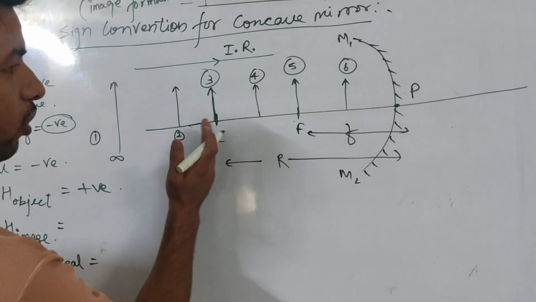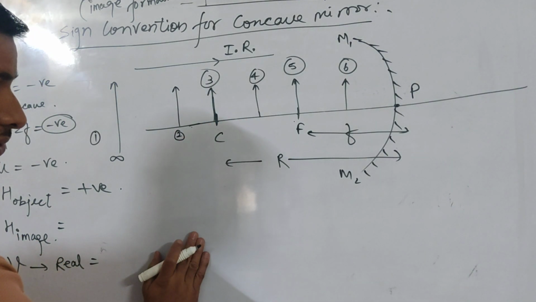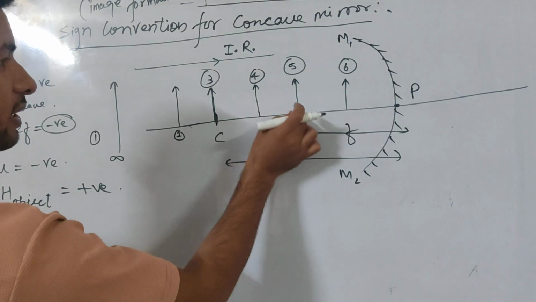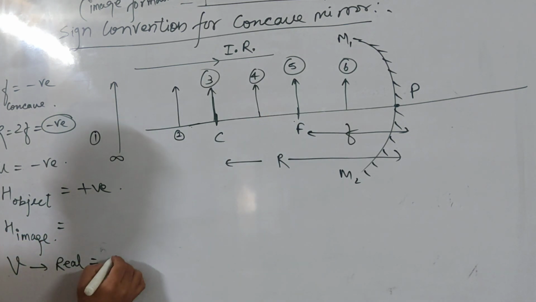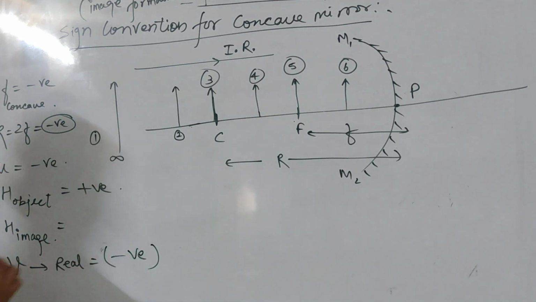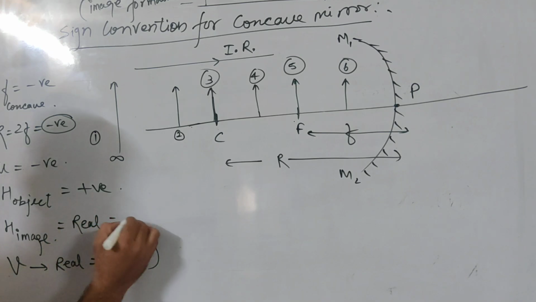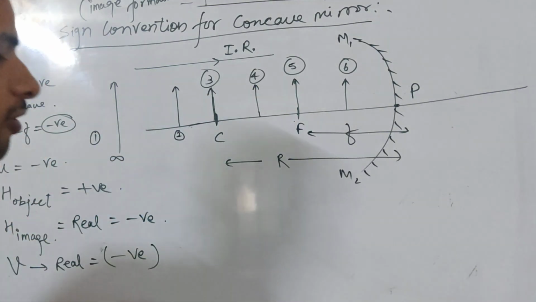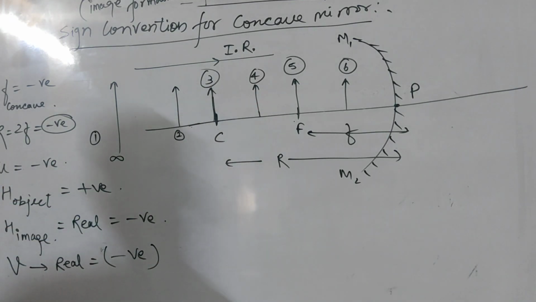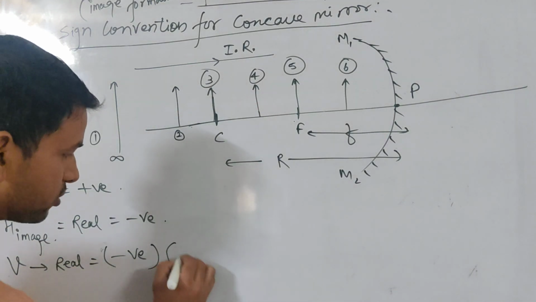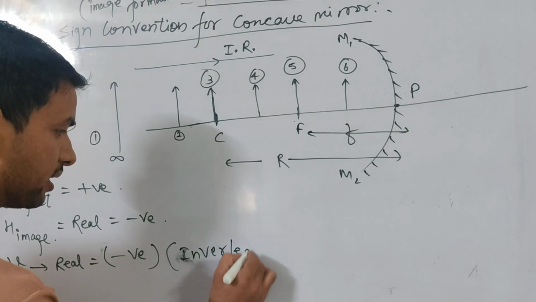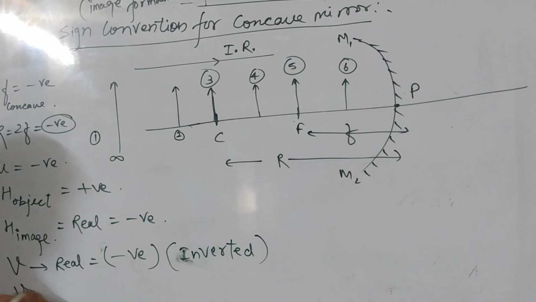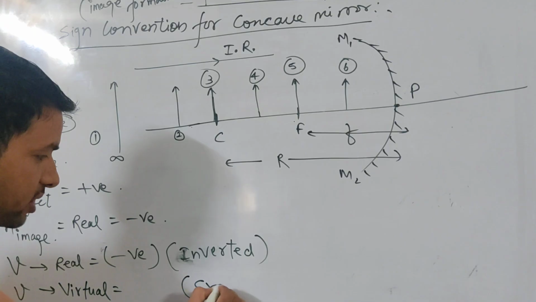So a real image will always be inverted, which is in a downward direction, which means we will take it negative also, v also negative, and height of real image is also negative because it will form downward from the principal axis. Clear? And this is also called real and inverted image. Next thing, we suppose virtual. Virtual image is always erect.